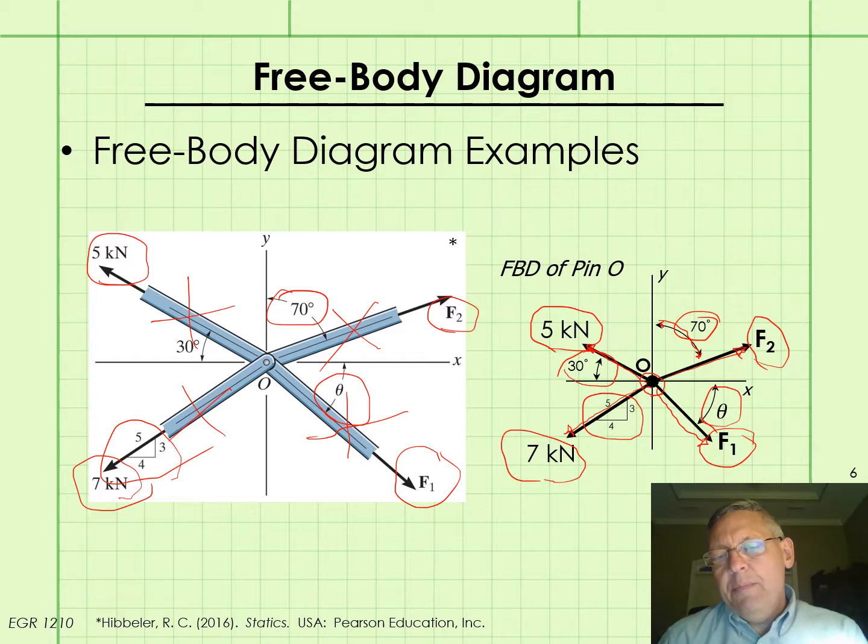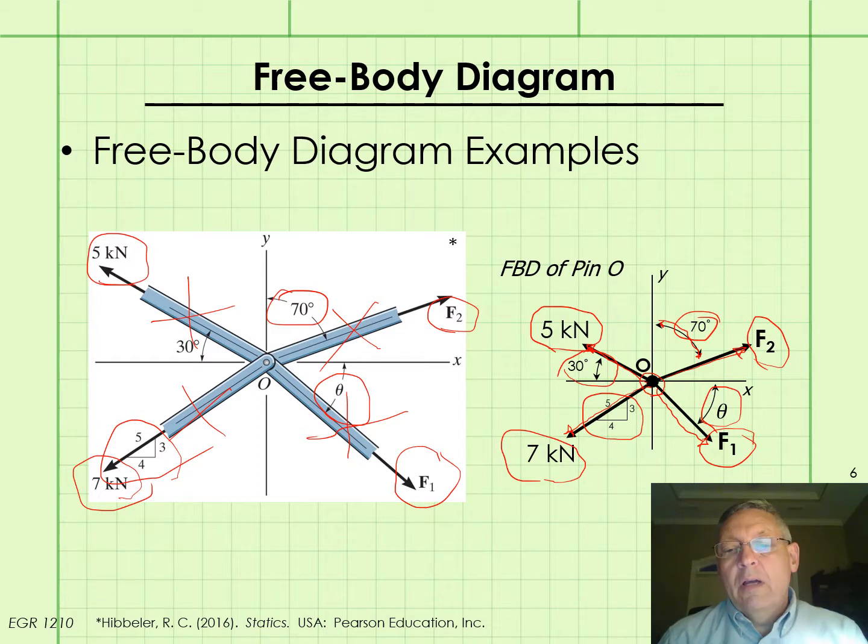So technically speaking, the pin at O, we've modeled it as a particle. We're saying that particles don't have any geometry. They're just a point in space, but they have mass. So what about the mass of O, more specifically the weight of O, which is the gravitational force?